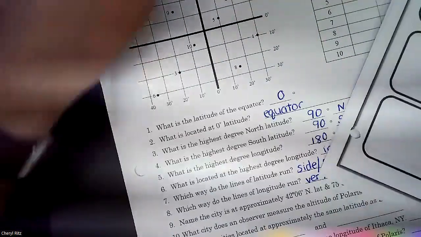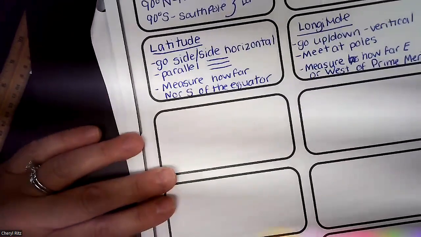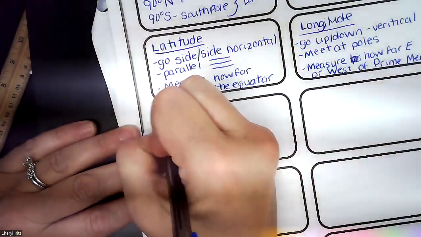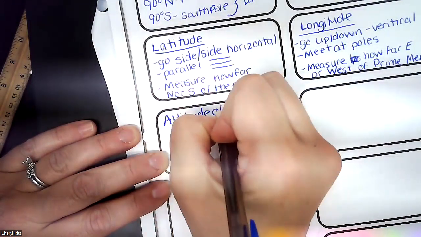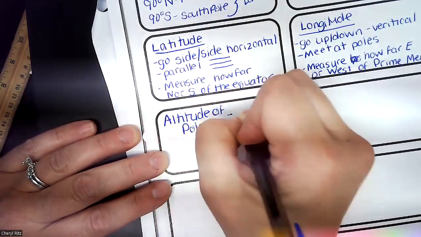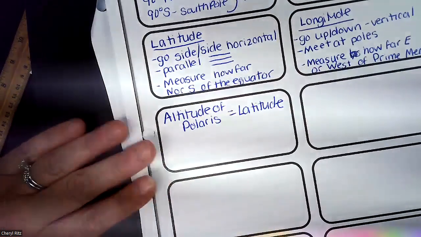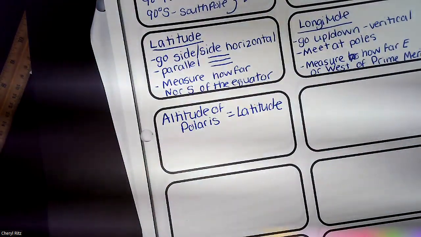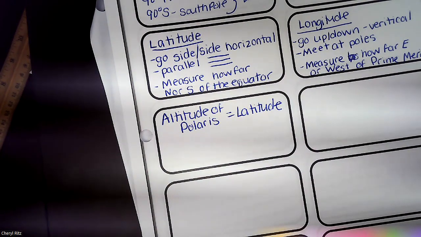So what is Mr. D saying? He, in fact, has it on the review sheet on the latitude side. So you could spell it out: altitude of Polaris equals your latitude. That's a lot to write, but I think you should write it at least once. But what Mr. D was just saying, I'll wait till you guys are done writing that.